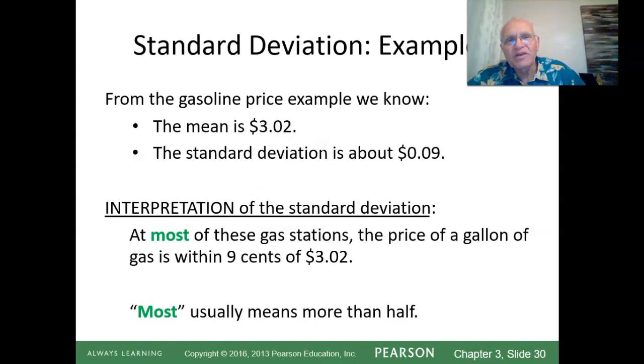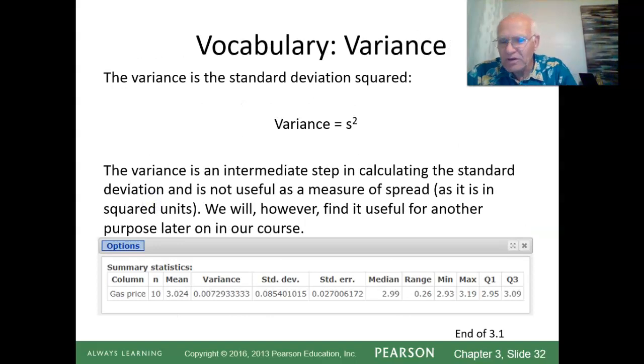So from that, we learned that the gasoline average was $3.02. The standard deviation was around 9 cents when we rounded it. So at most of these gas stations, the price of a gallon of gas is within 9 cents of $3.02. Most usually means more than half. The majority of the data would fall in that range. All right.